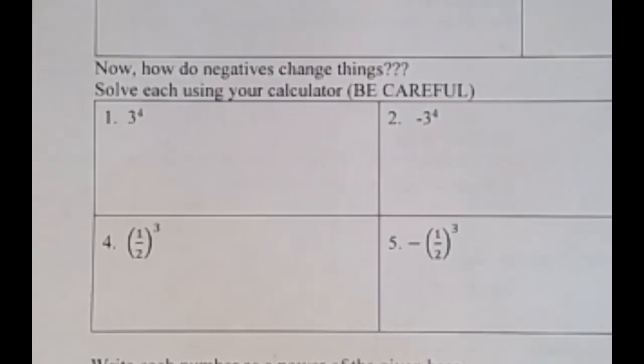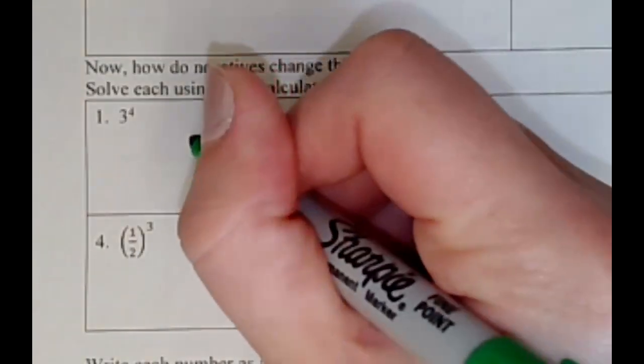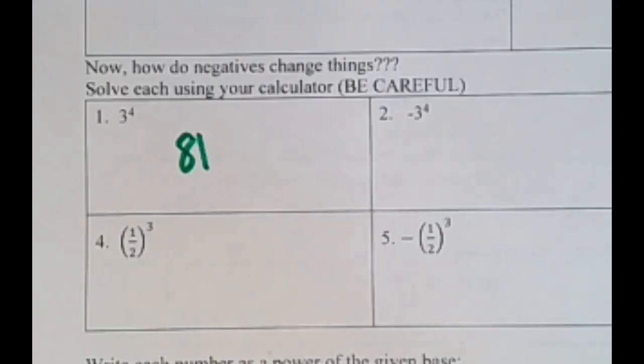to the next one. It says, now how do negatives change things? Because it absolutely matters where the negatives are placed. So we're going to go ahead and work through these. 3 to the 4th power should be pretty easy. You would just plug it in exactly as you see it. So if I plug that into my calculator, 3 to the power of 4, I get 81.